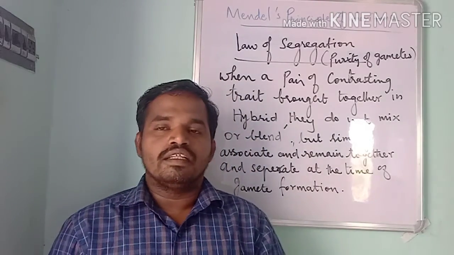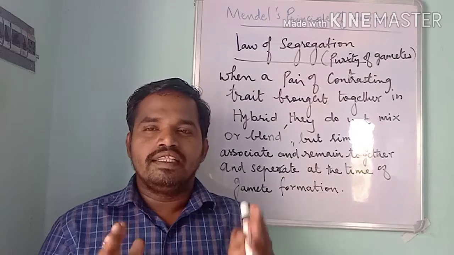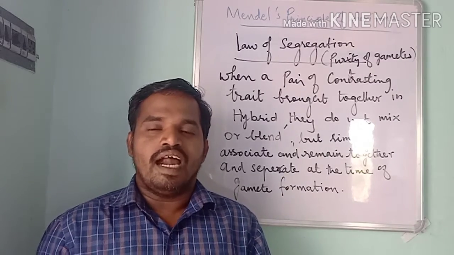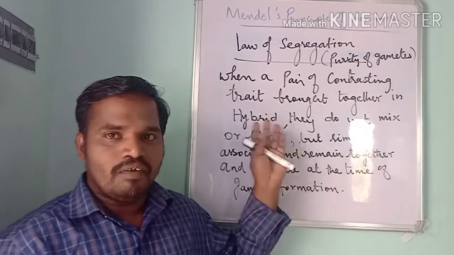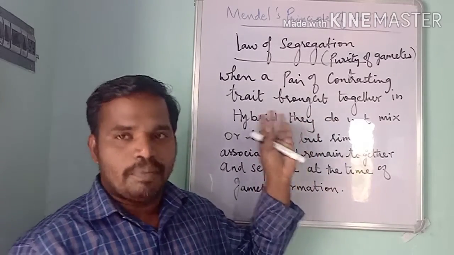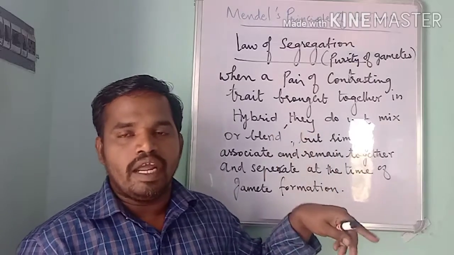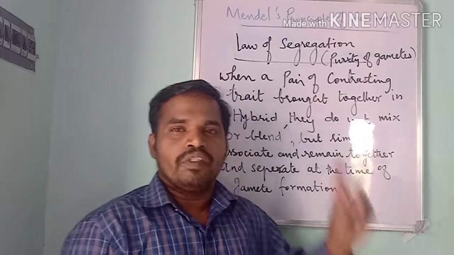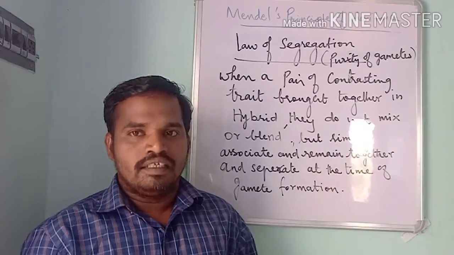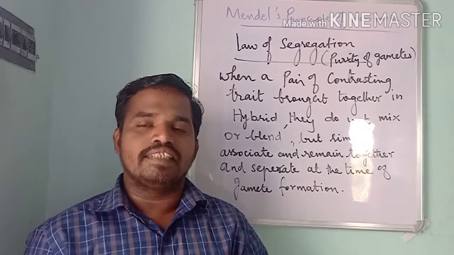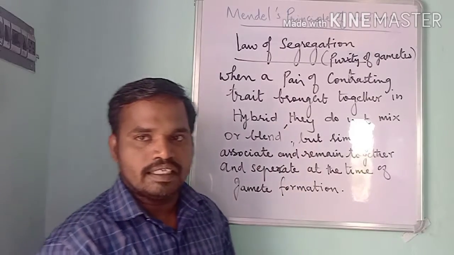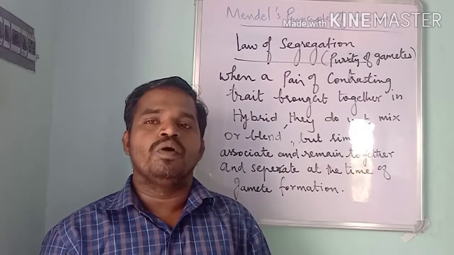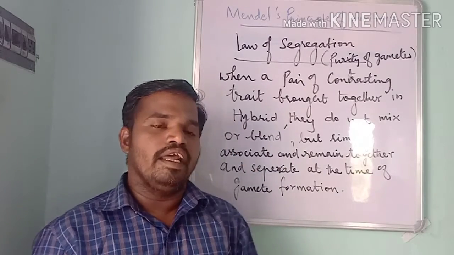Here, the factors in the F1 hybrid simply remain together. At the time of gamete formation, the factors separate out and randomly reunite to form the trait. So that was his concept. He explained very clearly that no blending takes place in the characters in the plants in the monohybrid. Thereby he was able to disprove the blending inheritance theory.